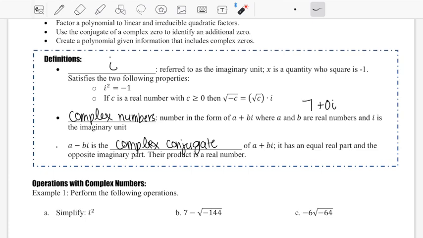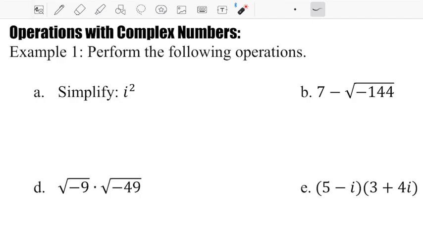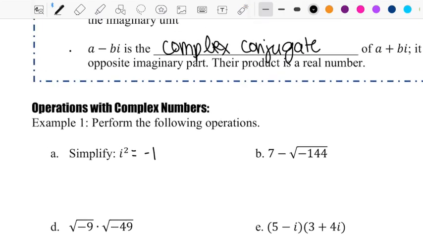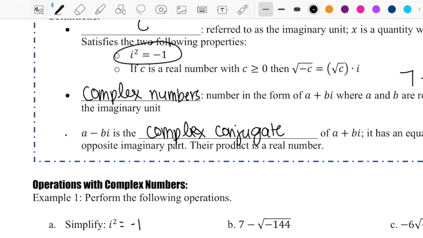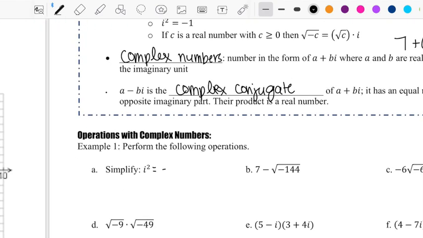So let's jump into dealing with some i's. So when we want to simplify i squared, well, that's -1. By definition of what i is, i squared is -1. Okay?